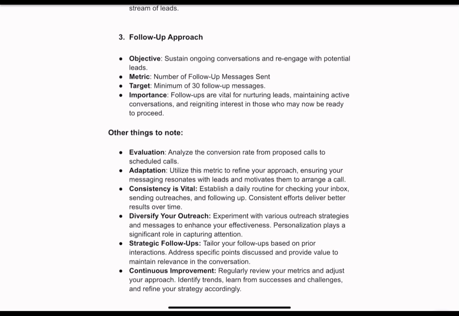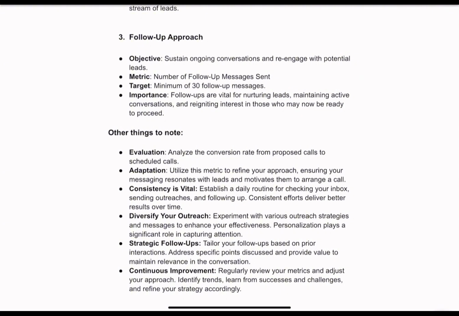As well as diversifying your outreach. Okay, experiment with various outreach strategies and messages to enhance your effectiveness, as personalization plays a significant role in capturing attention. And you don't want to just be sending the same message all the time. Switch it up a little bit, make it personal to them. Okay, as those are going to be the most effective outreaches when it's natural and you're just trying to be a friend. You're just curious. Okay, you're sharing value.